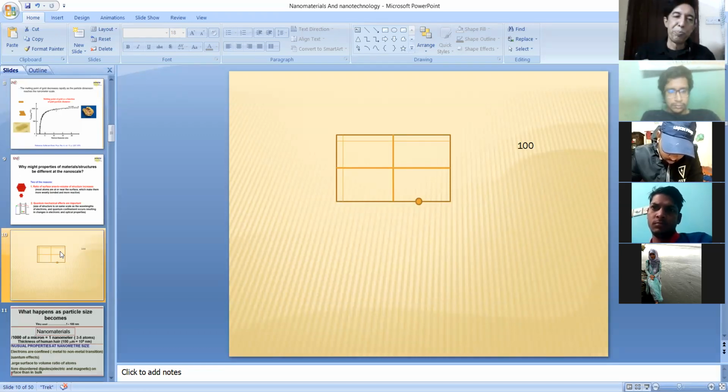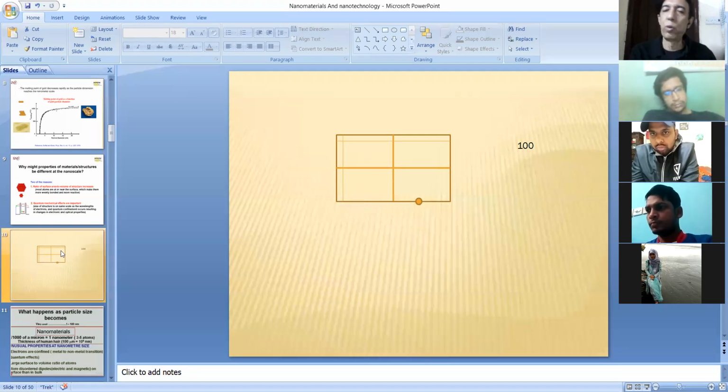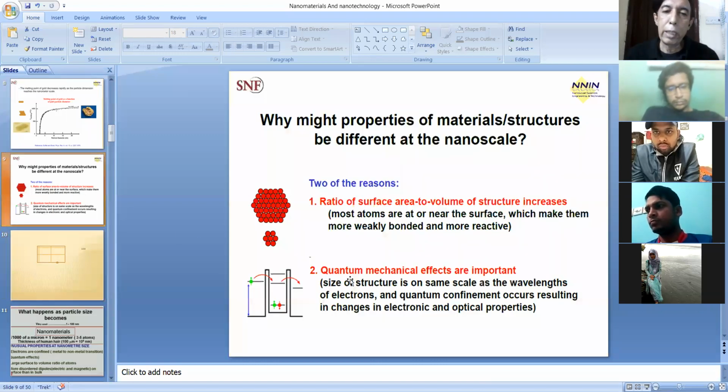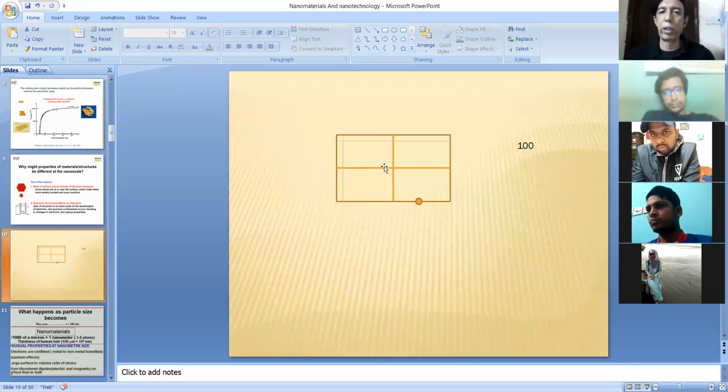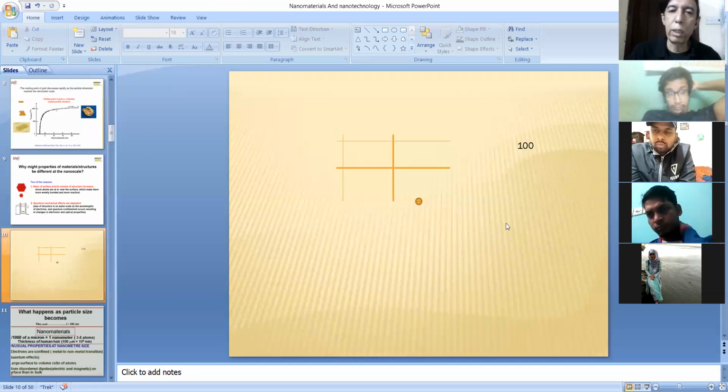So this is the difference between bulk and quantum. In quantum state, there is nothing between 1 and 2. Now, what is the effect? Quantum mechanical effects are important. How is it important? Say, for example, I have to draw something.